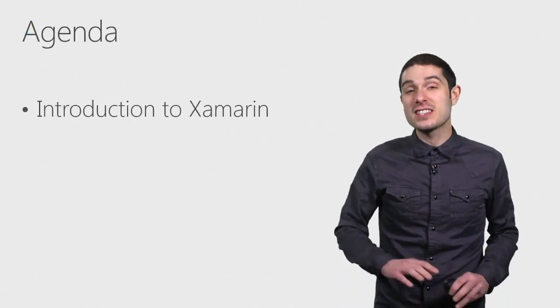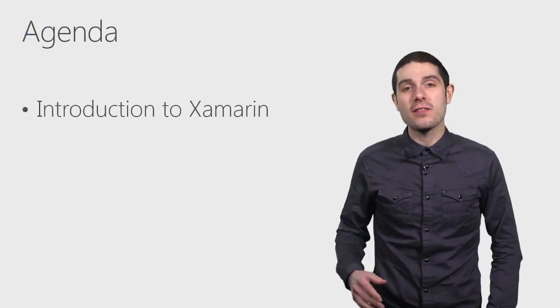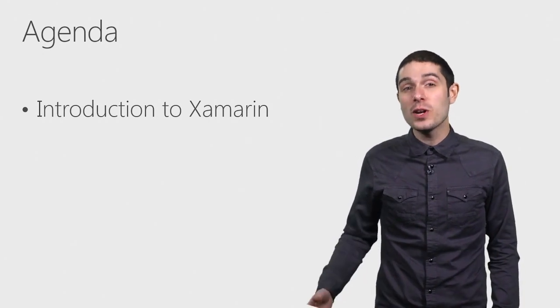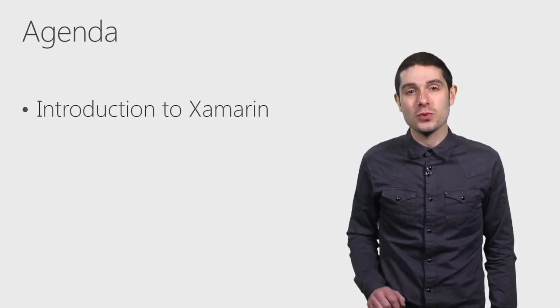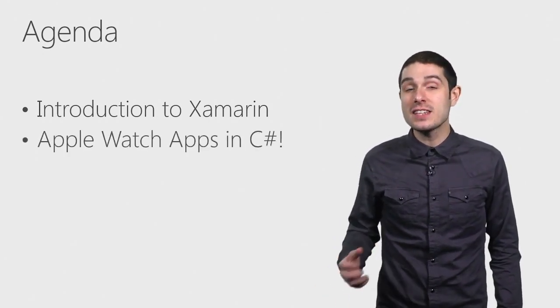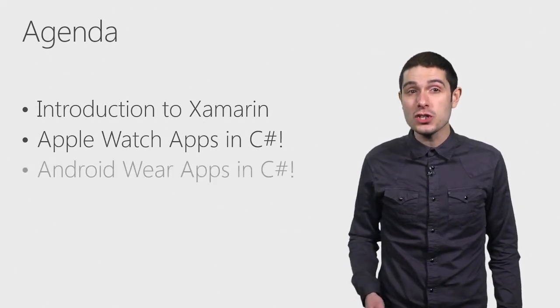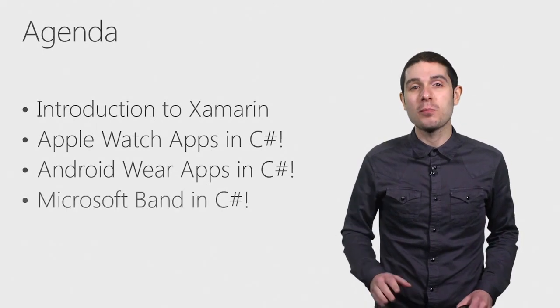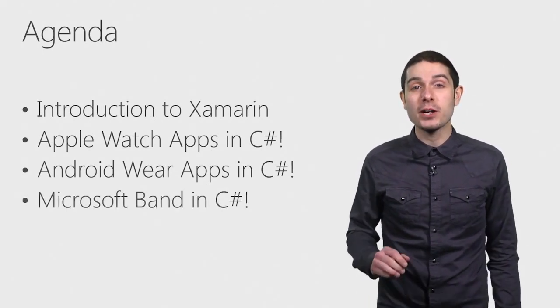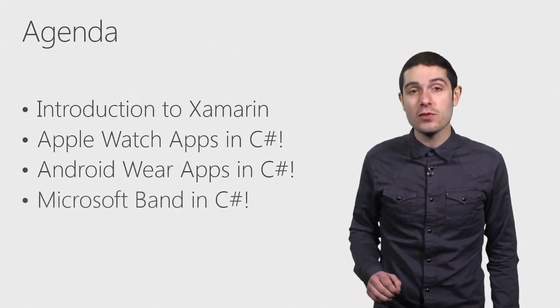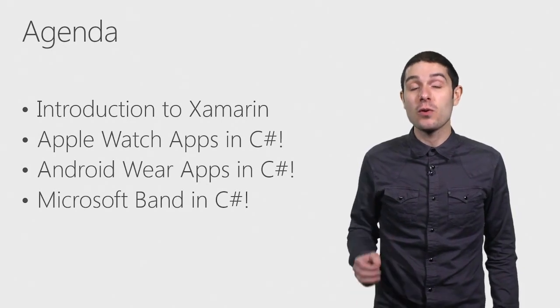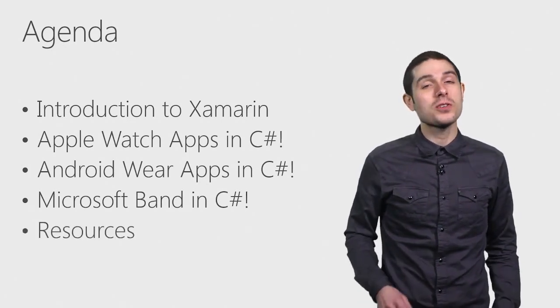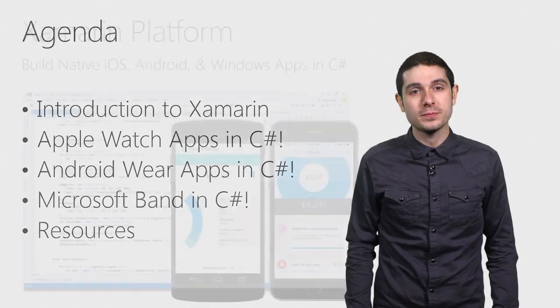First, we're going to take a look at the entire Xamarin platform to build out native iOS, Android, Mac, and Windows applications all in C# in Visual Studio. And then we'll see how to extend those applications for Apple Watch and Android Wear all in C#. Then we'll take a look at the brand new exciting SDK for Microsoft Band to extend any of your applications to integrate with the Band itself. And of course, I'll show you exactly where to get started.